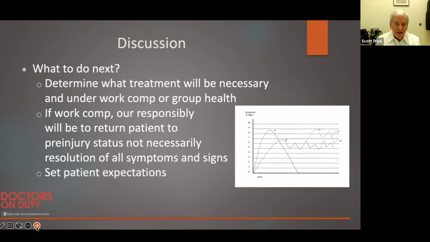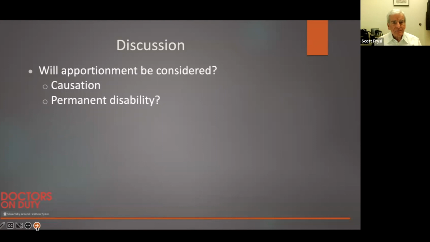And this is to set patient expectations, letting them know all along the way how you see things, where you're going, what they can expect, so they've got a realistic sense of what's going to transpire. And then one more slide. And another slide. So apportionment should be considered. I just kind of mentioned that. Now we're running out of time, so it's really a subject for more discussion later.